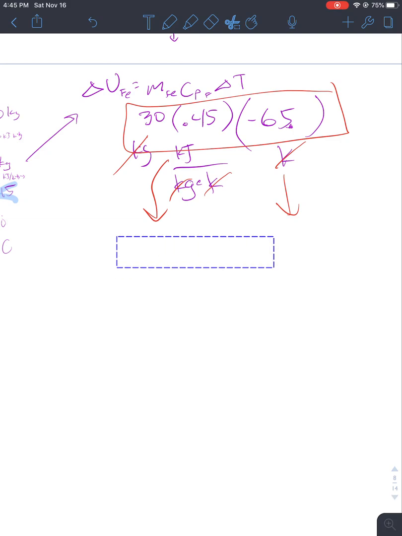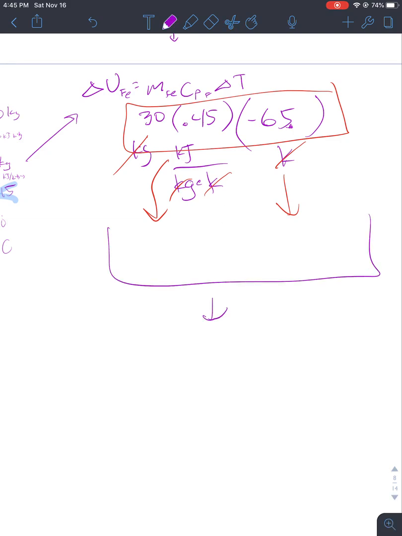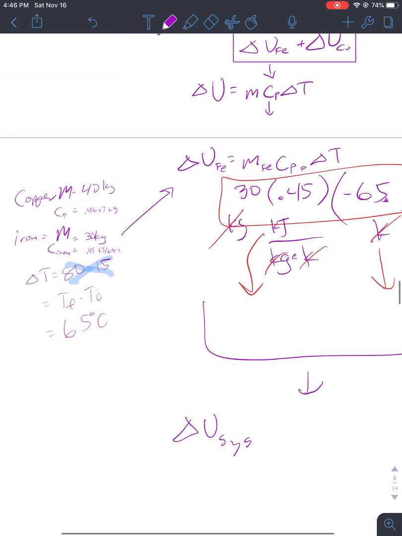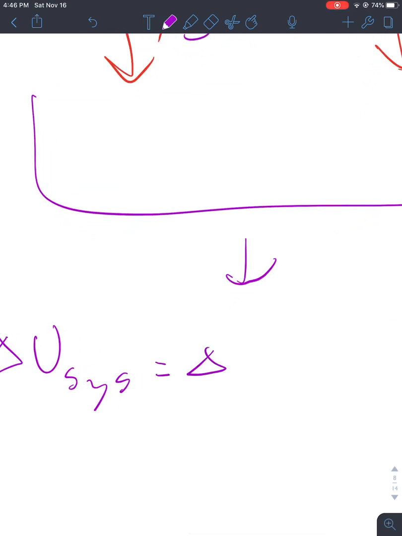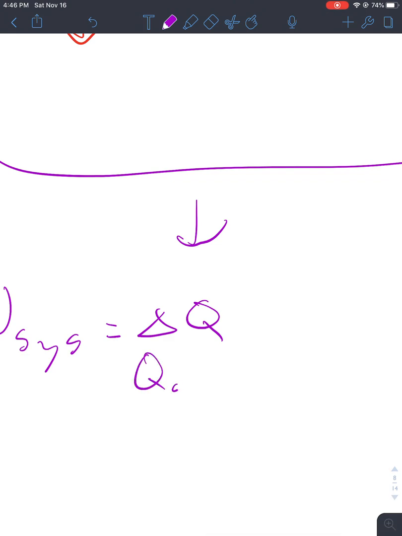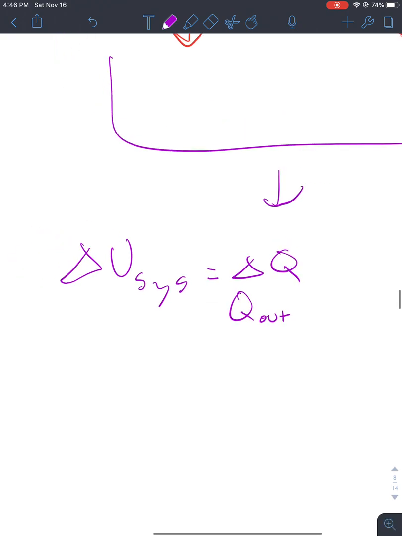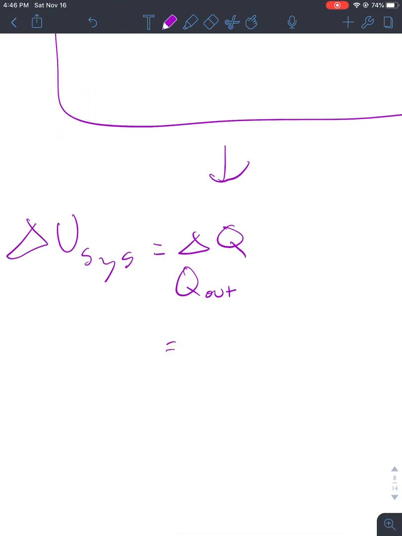All right, so all this simplifies to delta U system, which is equivalent to the delta heat, which is equal to heat out, which is once again equal to, whoops, I got that backwards. It's not really backwards, doesn't really matter.